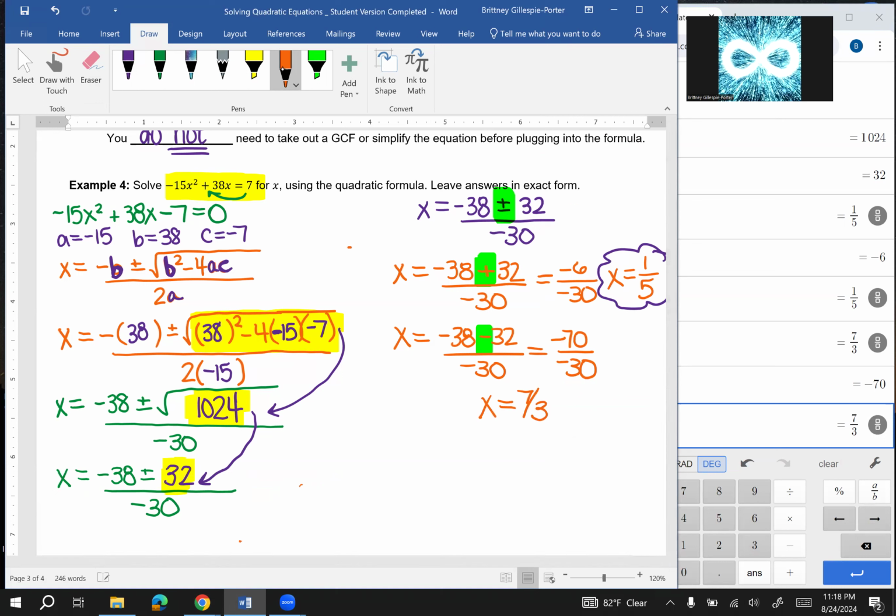So remember, when you get a decimal, convert it back to a fraction if it's asking for exact form. Only give decimals when it asks for a decimal or it's talking about money. And remember, we broke this up because that negative 38 and positive 32 were like terms. We knew we could combine them.